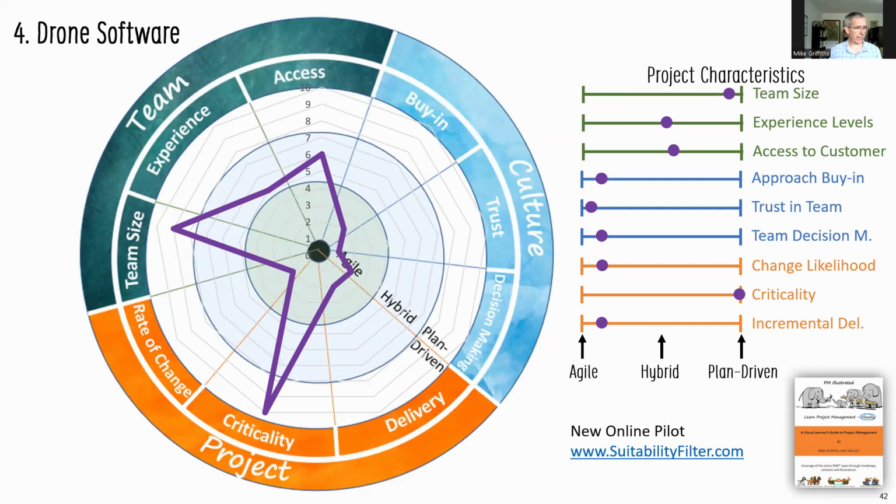So lots of good ways to, I think, have better conversations around some of the characteristics that we feed into the tailoring process. And if you want to play with this model, we've got an online version. You can just go to suitabilityfilter.com, and there's a pilot. It's not perfect, but you can drag the sliders and you can create little diagrams like this, and then you can have a conversation with your team, and if it helps, great. So I think they're useful from a discussion perspective.